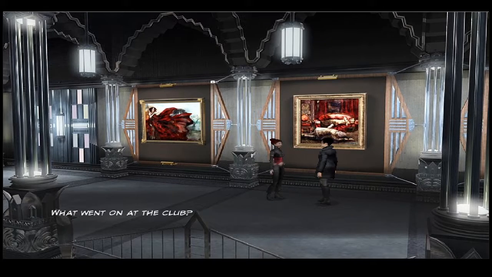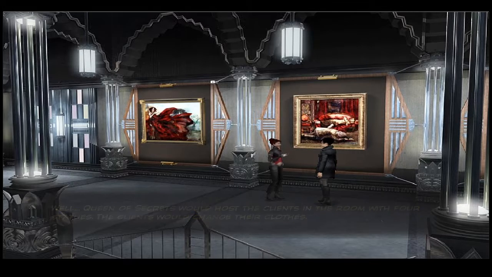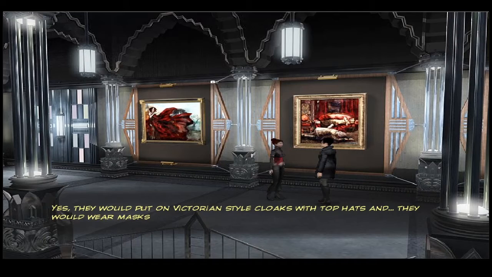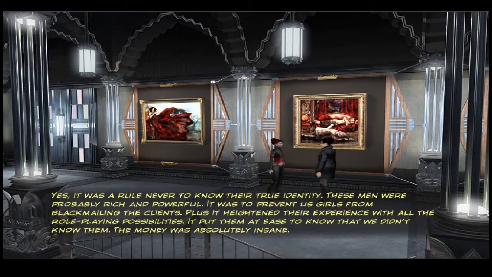What went on at the club? Well, Queen of Secrets would host the clients in the room with 4 statues. The clients would change their clothes. Change their clothes? Yes, they would put on Victorian-style cloaks with top hats, and they would wear masks. Masks? Yes, it was a rule never to know their true identity.